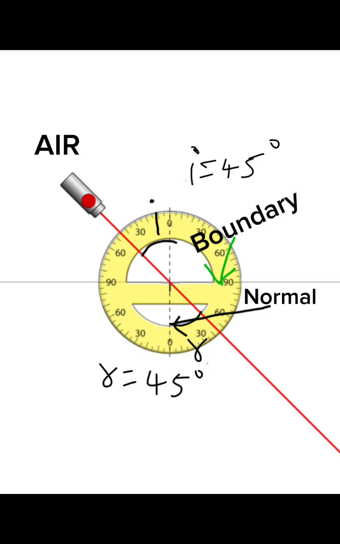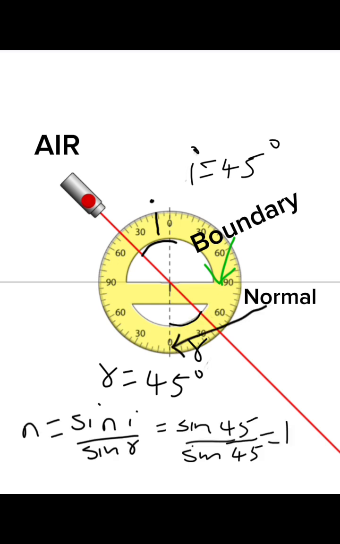If we apply Snell's law to find the refractive index, Snell's law states that the refractive index of a medium is given by the ratio of the sine of the angle of incidence to the sine of the angle of refraction. My incident angle is 45 degrees, my refracted angle is 45 degrees. So sine 45 over sine 45 gives 1. These two media are both air, and the refractive index of air is 1.